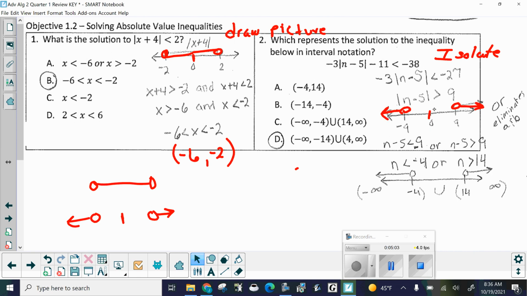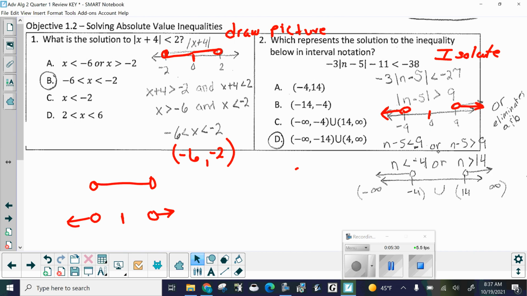Now that I've drawn my picture, I'm going to rewrite the inequality. This stuff inside, the n minus 5, is right here, and then I write down the negative 9. How is n minus 5 related to negative 9? It's to the left, or less than negative 9. Since I can't stand down here and up here at the same time, this is an or inequality.